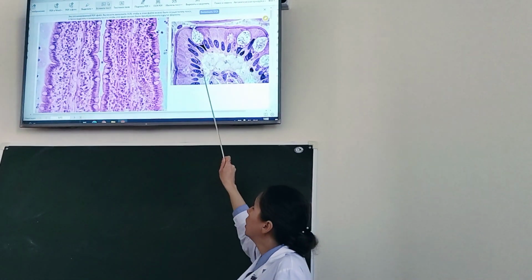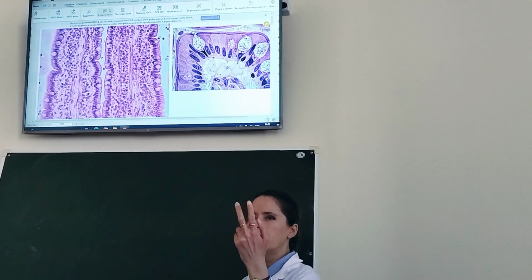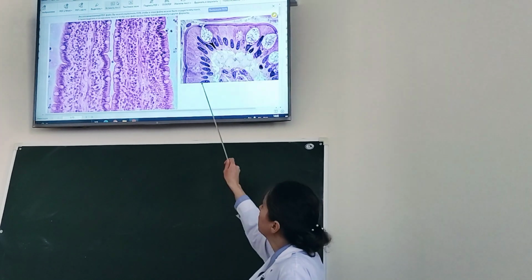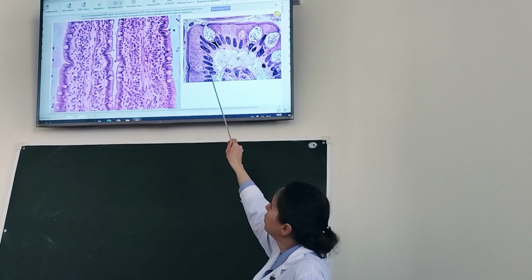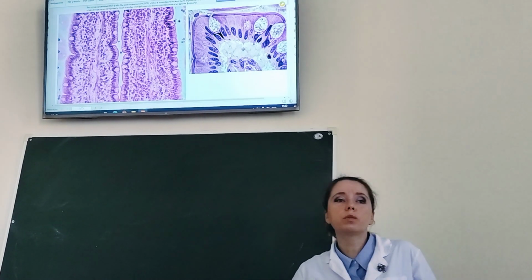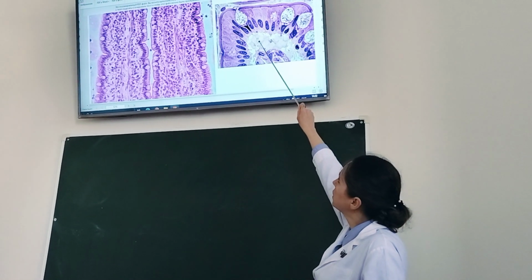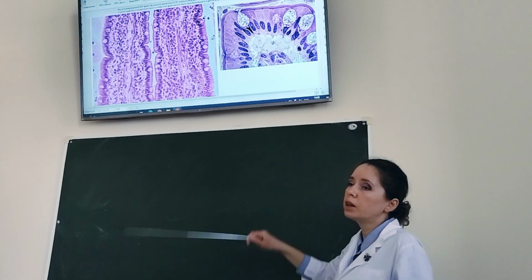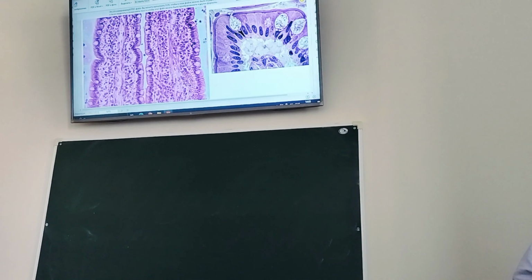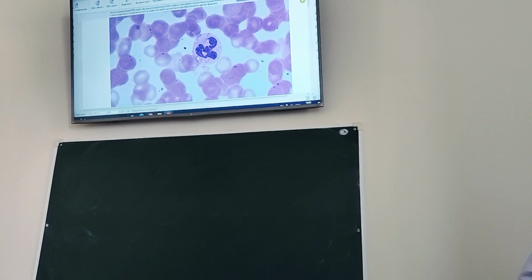This epithelium consists of, you remember, two major types of cells. Absorptive enterocytes, the absorptive cells, with a basally located nucleus and an apical brush border, and another type, goblet cells, which are less numerous. All cells are attached to the basal lamina underlined by lamina propria. This will be quite enough for the morphological description.